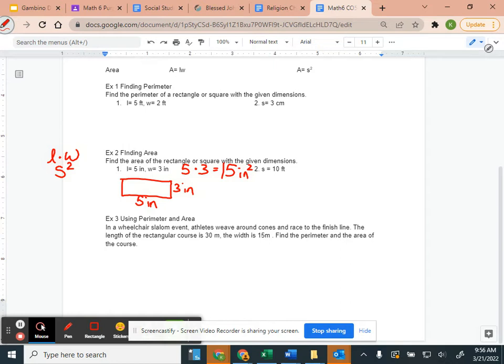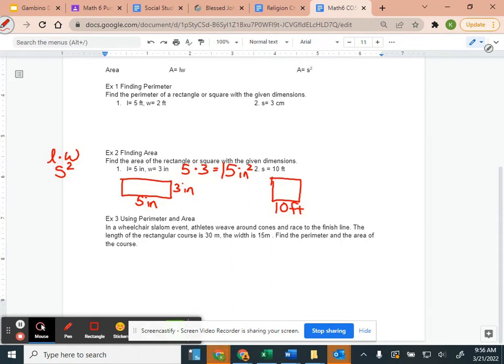Our next one says side equals 10. If they're telling us a side measurement, what do we know about our shape? Zoe? It's a square. So one side is 10 feet. How do I find the area of that?